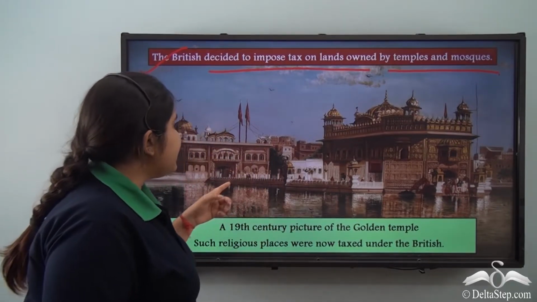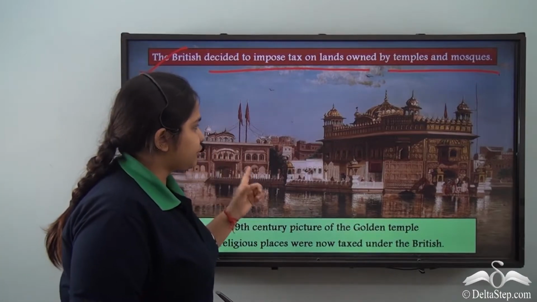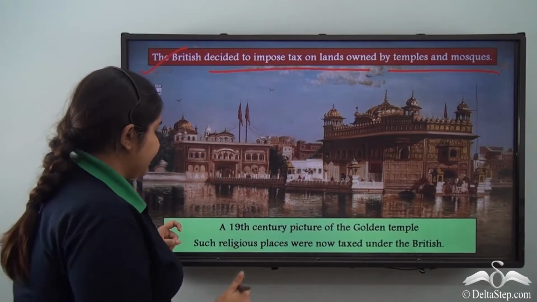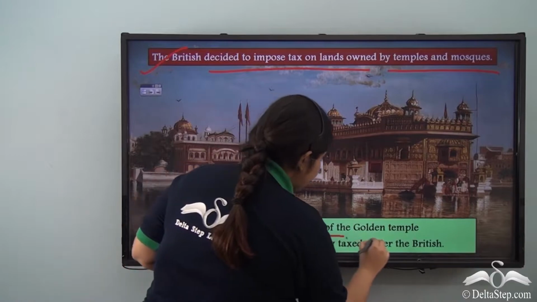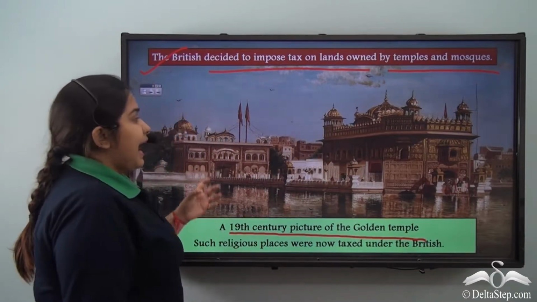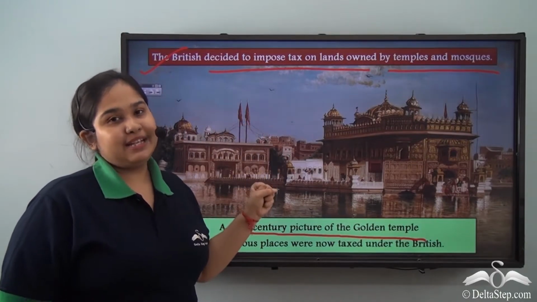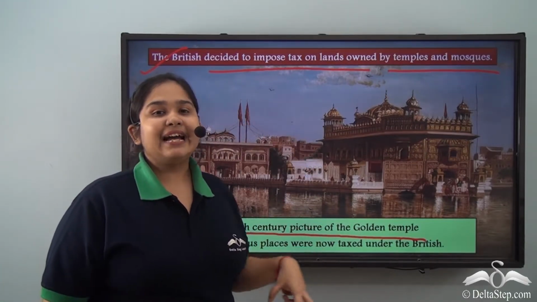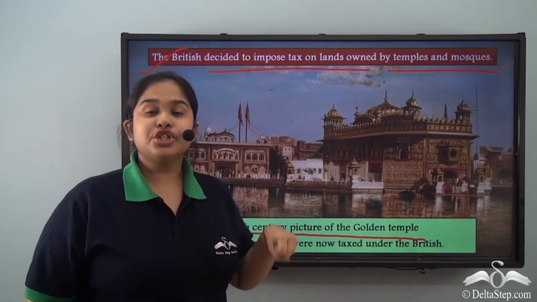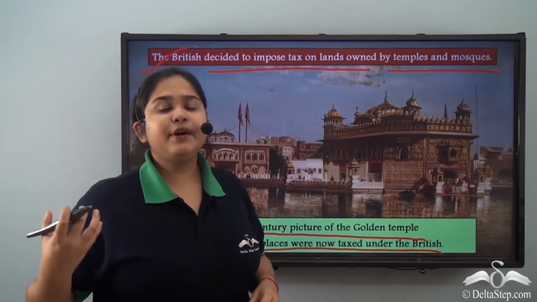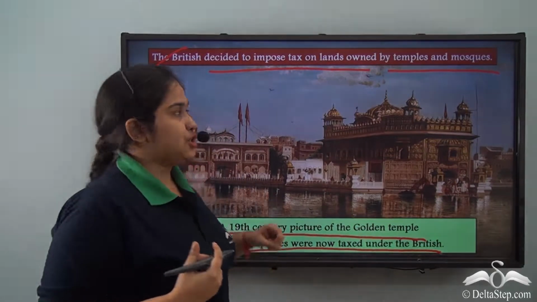So if you see the picture on the screen, this is of Golden Temple. This is a 19th century picture of Golden Temple, and shrines like these, places of worship like these, were now to be taxed under the British government. So this angered the people because they felt that it was a direct blow to their religion.